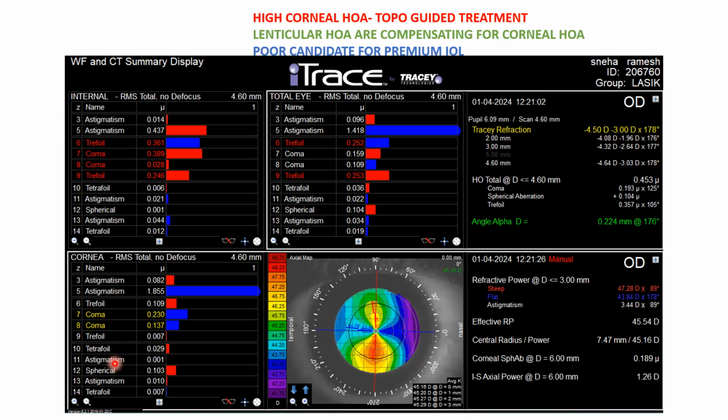Second point to note here is that lenticular higher order aberrations are compensating for the corneal higher order aberrations. So if this was a scan of a patient who were to undergo cataract surgery, the patient is going to be a poor candidate for premium IOLs, because once we remove the natural human lens, the compensatory values of the internal aberrations are going to go away, and the corneal aberrations are still going to stay, which are very highly significant, and they are not going to get compensated. So this patient is going to be a poor candidate for premium IOLs.